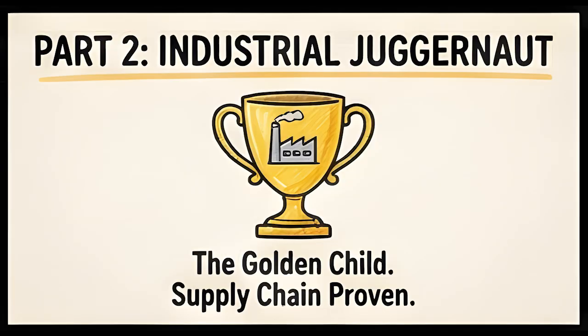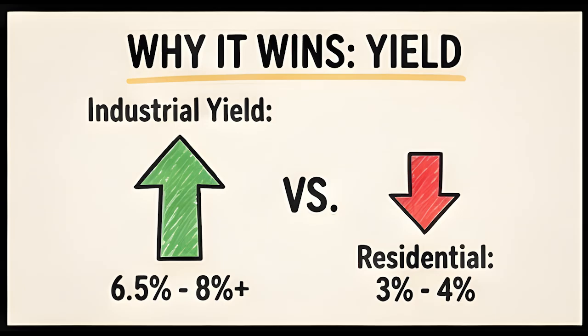Part 2. The golden child, the industrial juggernaut. If there is one category I'm excited about right now, it is industrial. The pandemic didn't just disrupt supply chains. It fundamentally proved the value of local storage, distribution, and manufacturing capability. The industrial sector is the golden child of commercial real estate.